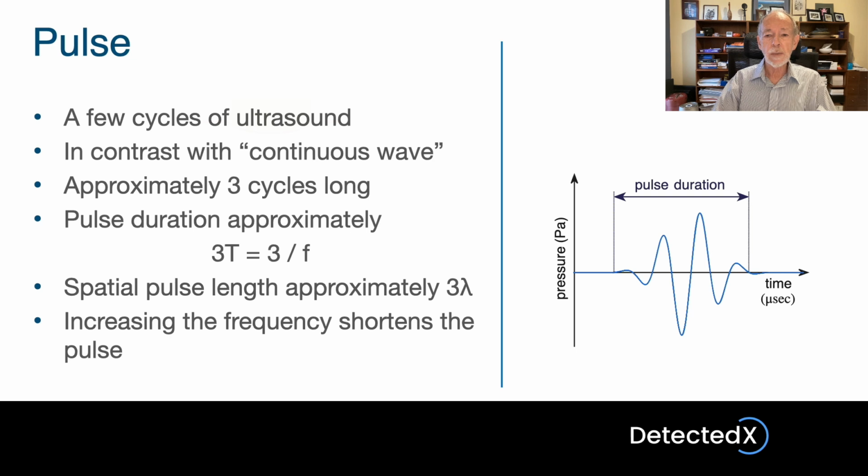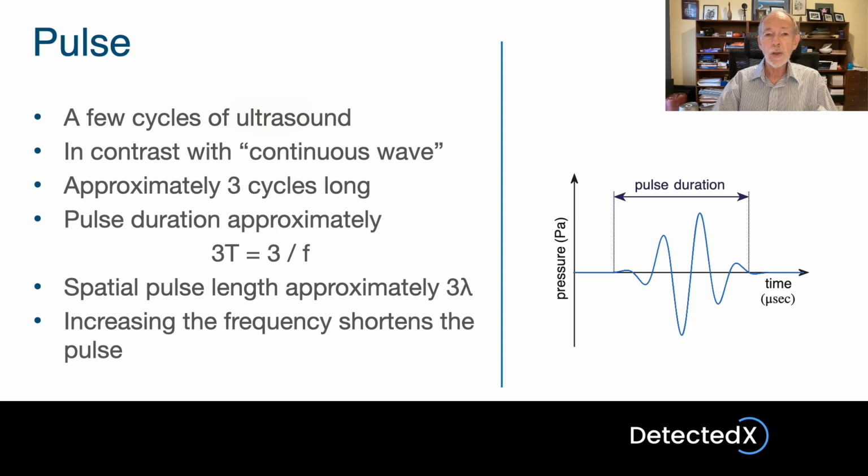Now, since the pulse is about 3 cycles long, this means that its time duration is around 3 times the period of the ultrasound wave. And as I show here, this means that it can be calculated as simply 3 divided by the ultrasound frequency. For example, if the frequency is 3 MHz, the pulse duration, which I've shown on the right-hand side of the slide, would be 1 microsecond. If we were using 6 MHz ultrasound, the duration would be half a microsecond.